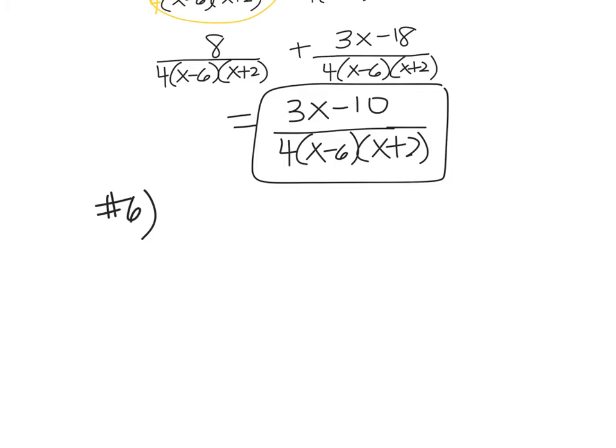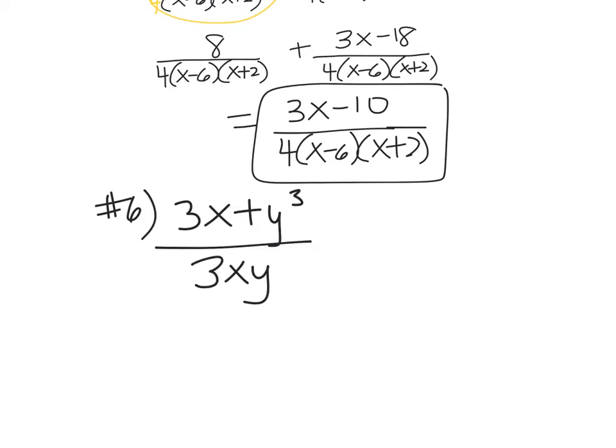Okay, here we go. 3x plus y cubed over, this one's a little different, 3xy squared, let's say y squared, plus 5x minus 4y over x. Okay, write that down.